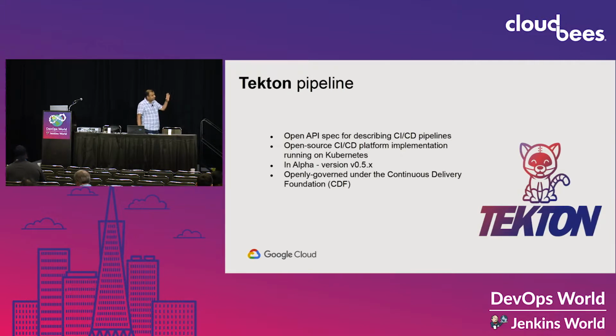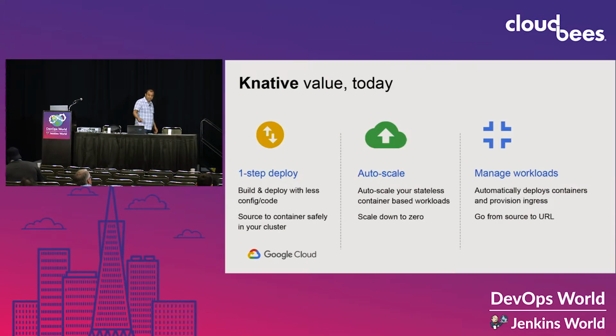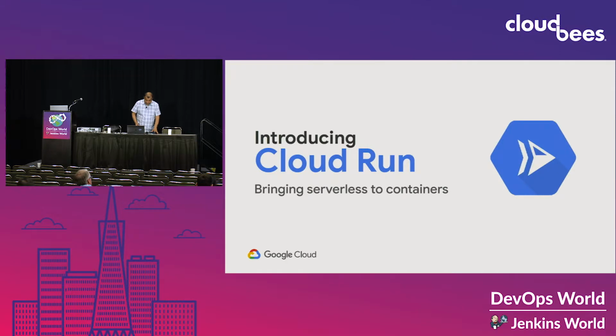So essentially, Knative provides the base API, and there's an open source implementation. And what Knative's value today is, it's a one-step deploy. It can auto scale, and it can manage all these workloads. And like I said, it's completely open source. It runs on your own cluster. And then finally, I'm going to introduce Cloud Run. What Cloud Run is, it's basically an implementation of the Knative API on a managed platform.